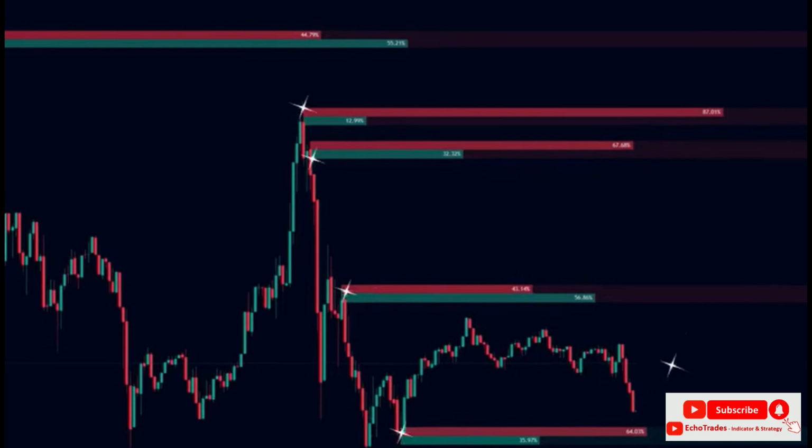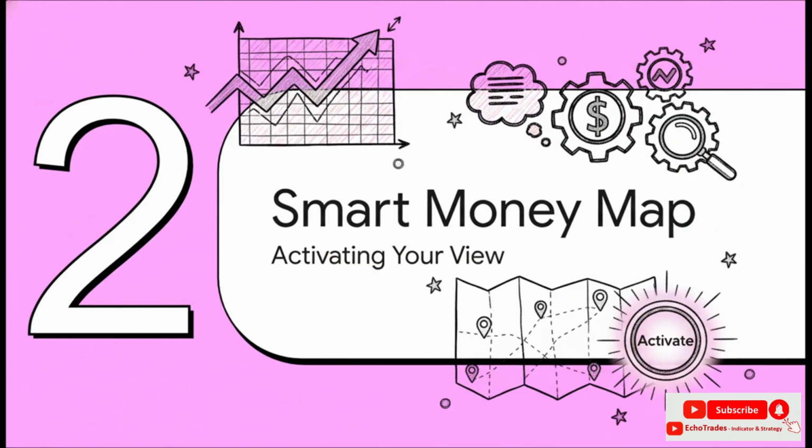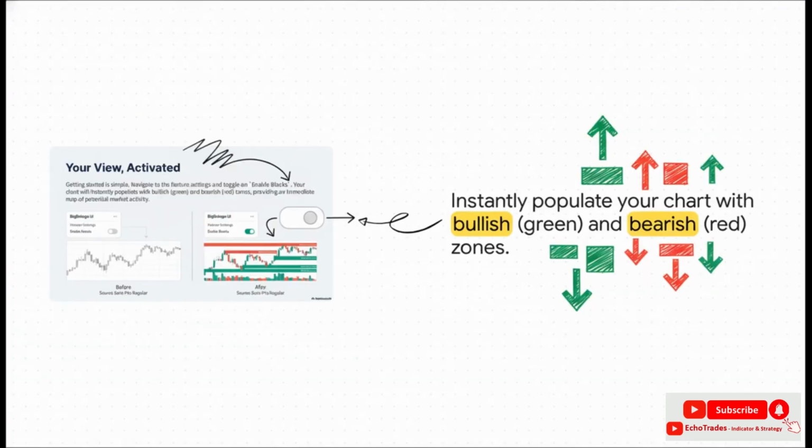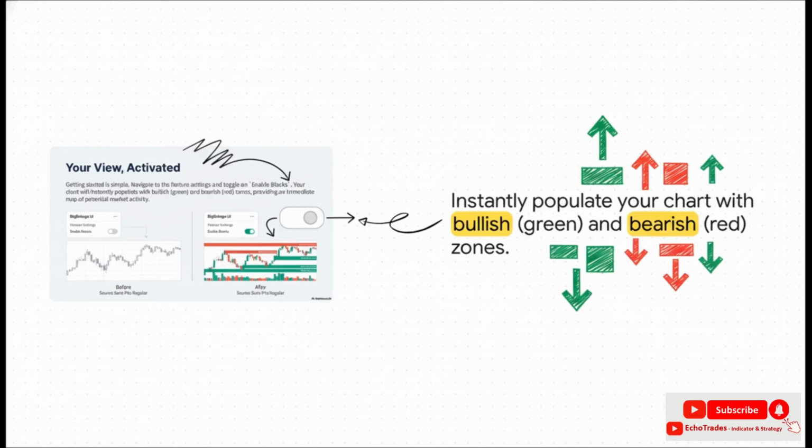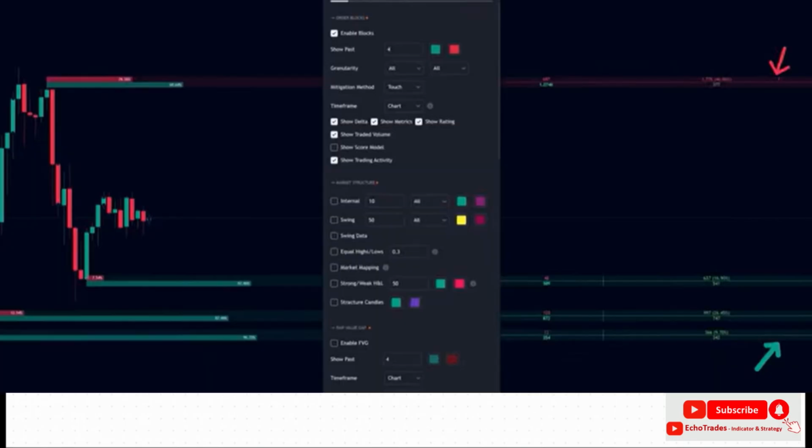Okay, so enough with the theory. Let's see how this thing actually works in practice. We're going to move from talking about it to actually doing it and create our own smart money map right now. Activating this view is incredibly simple. You just head over to the settings, toggle enable blocks, and bam, your plain chart instantly transforms. It gets populated with these bullish green zones and bearish red zones, giving you an immediate map of where all the potential market activity is.